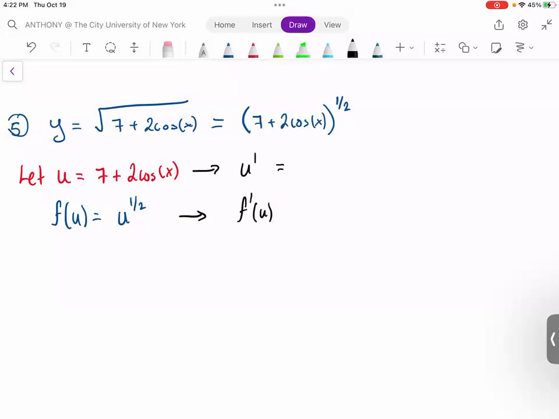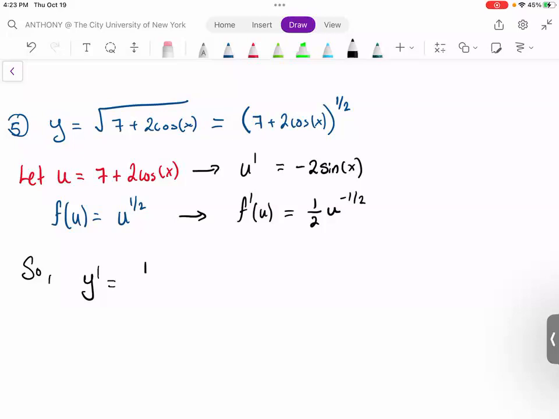So since the derivative of cosine is negative sign and we have the 2 in front of it, we're going to get negative 2 sine of x. Okay, good. Now you could apply your power rule for derivatives to get f prime of u. Bring the 1/2 down. You have 1/2 of u, and then you subtract 1 from your exponent. If you subtract 1 from the exponent, what's 1/2 minus 1? Negative 1/2. All right, so y prime is equal to the product of f prime of u times u prime.